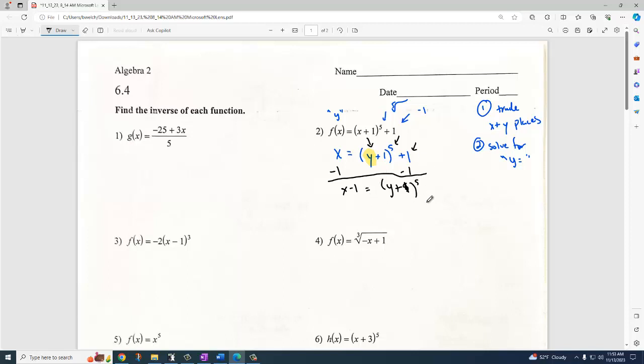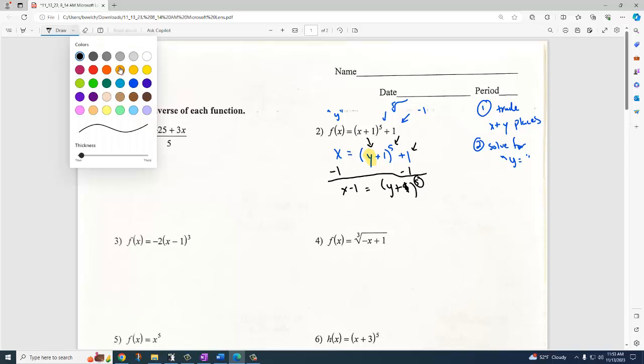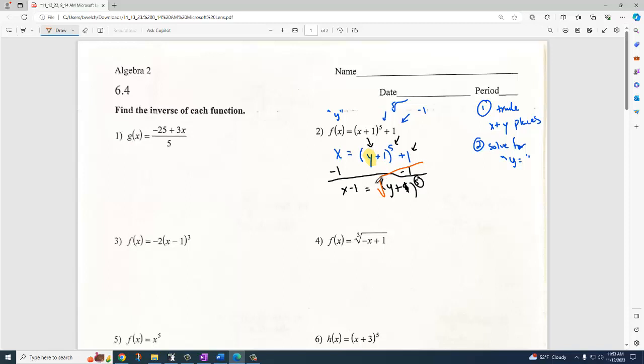Notice that now the outermost layer in this problem is this fifth power right here. That's my outside. So I can focus on trying to get rid of it. And the way we get rid of a fifth power is with a fifth root. So that fifth root is going to cancel this fifth power. But to do that, I'm going to have to do the same thing on the opposite side, a fifth root of the x minus 1. So now I have the fifth root of x minus 1 equal to y plus 1.